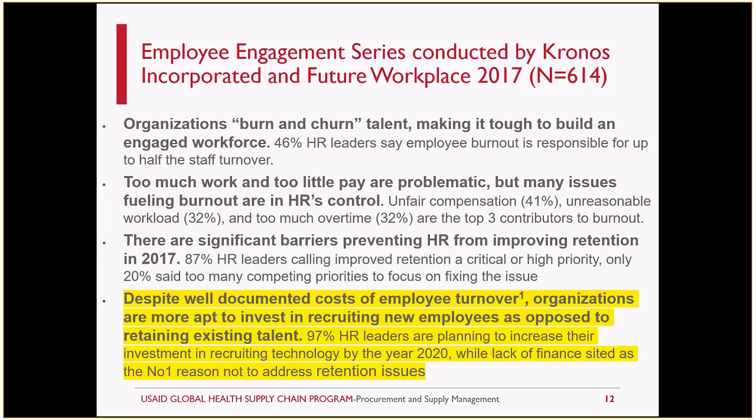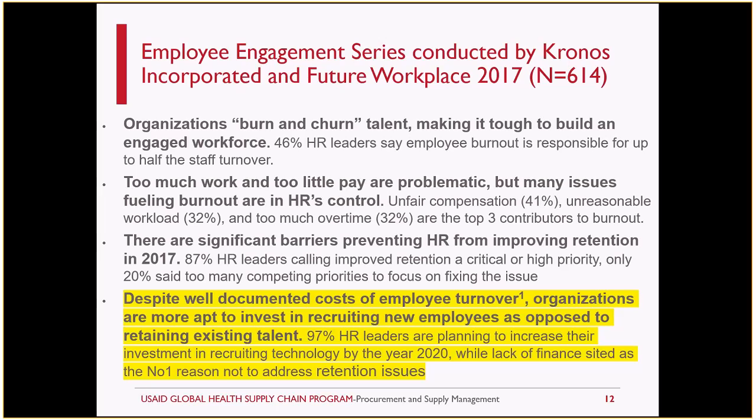But this was done by Kronos and looked at the Future Workplace 2017 study. They looked at 614 organizations, and here are 4 key and concerning revelations. One is that organizations burn and churn talent, making it tough to build an engaged workforce. So 46% of HR leaders suggest that burnout was responsible for up to half the staff turnover, so overworking staff. Too much work and too little pay are problematic, but many issues fueling burnout are in HR's control. So although unfair compensation or unfair pay is a component, unreasonable workload and too much overtime were the next 2 in this particular study. And as we'll see in a couple of slides, a number of other studies have shown that the main reason for people leaving is often far from being financial.